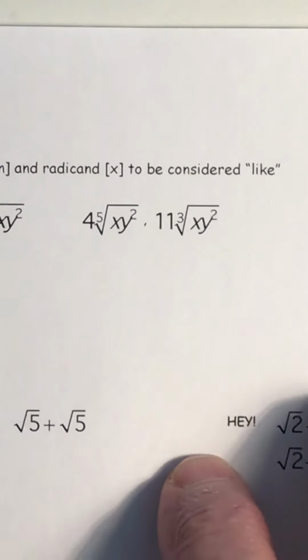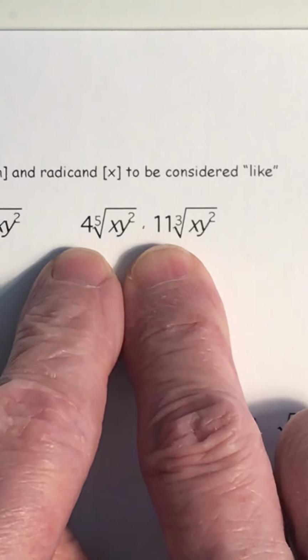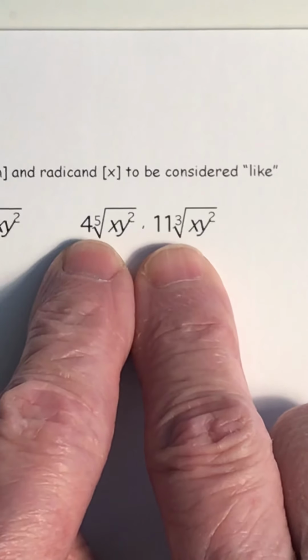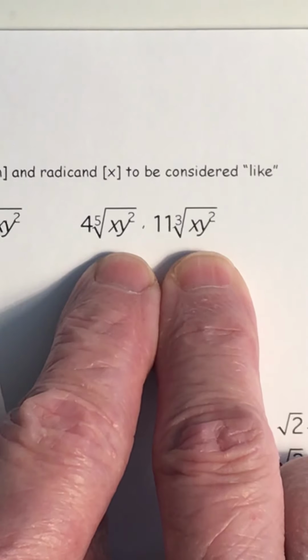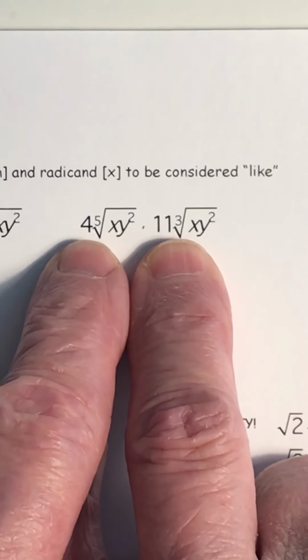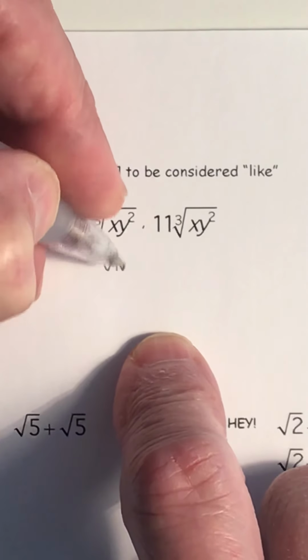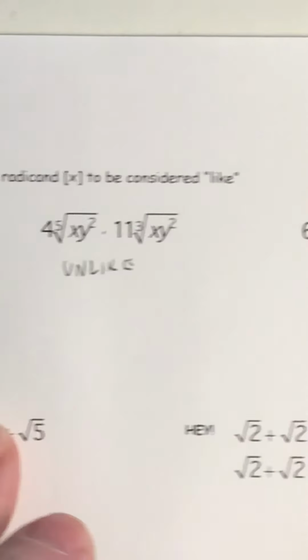Look at the next one. The 4 and the 11, those are outside. Those are coefficients. We don't need those to be the same. The indexes, immediately we see the indexes are different. Even though the radicand is the same, x, y squared in both, the indexes are different, so we have unlike radicals. We'll just write unlike there in my best handwriting.